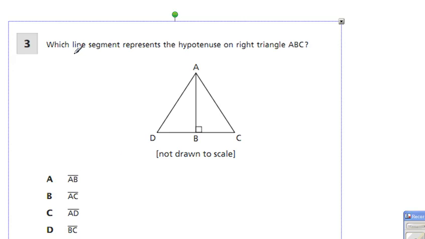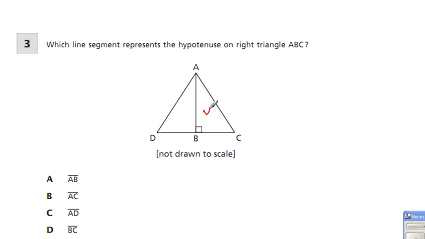Alright. Which line segment represents the hypotenuse on right triangle ABC? We're looking at this triangle right over here. So from here, we're looking at right over there. Now, hypotenuse is always the opposite from the right angle. As you can see, right, that would be the opposite. So therefore, the line segment would be AC.